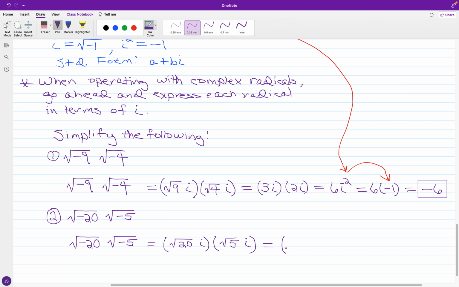But what I can do is multiply these radicals together. So I get the square root of 20 times the square root of 5.